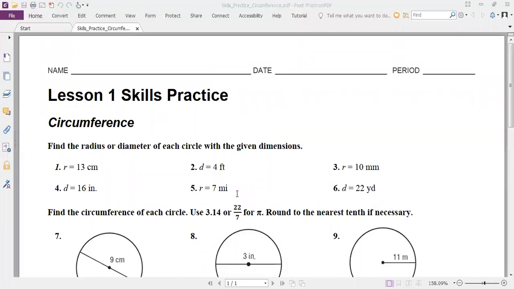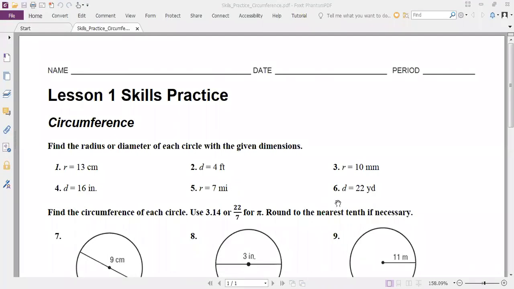7 times 2 equals what? 7 times 2 equals 14. So if he gives me the radius is 7, what will we do? We will multiply this one by 2. 7 times 2 equals 14.